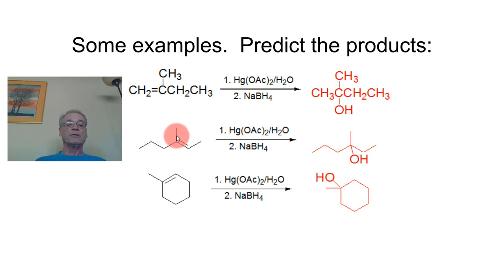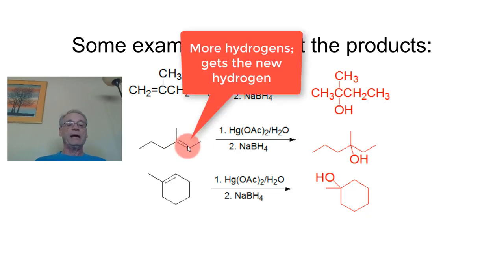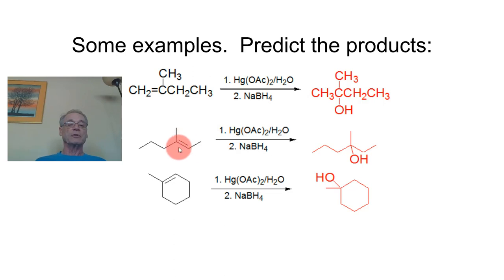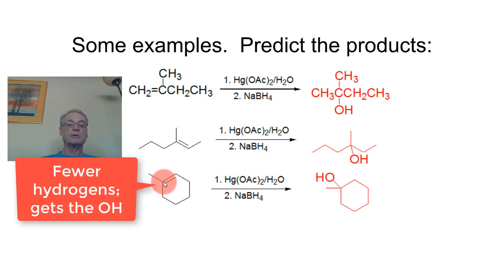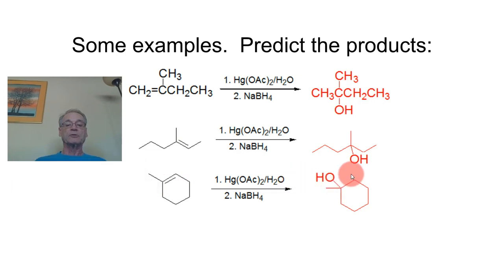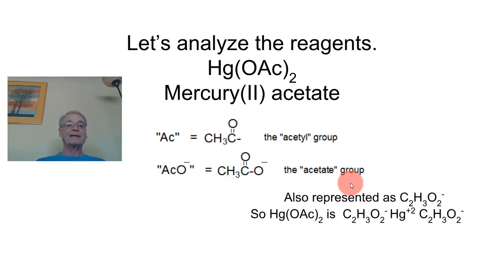Same thing here. Two carbons of the double bond, add a hydrogen here, and an OH here, so the OH goes on that carbon, and you get an alcohol. And same thing here. You add a hydrogen at that carbon, add an OH at that carbon, and you're done. So, exact same products you would get with hydration. So let's analyze the reagents now.